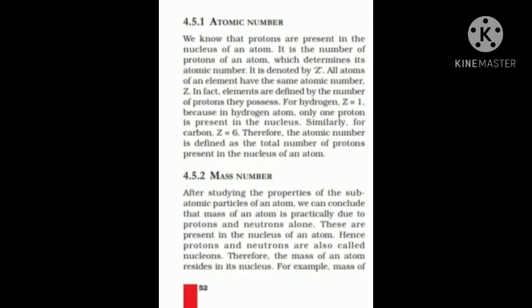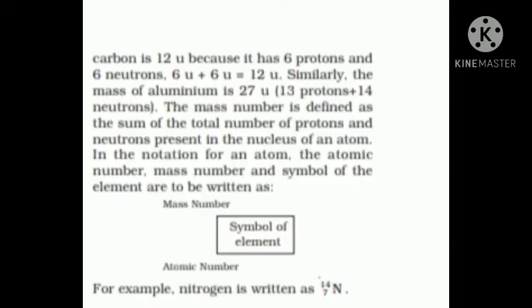For example, the mass of carbon is 12 U because it has 6 protons and 6 neutrons: 6 U plus 6 U is equal to 12 U. Similarly, the mass of aluminium is 27 U, 13 protons plus 14 neutrons. So, the mass number is defined as the sum of the total number of protons and neutrons present in the nucleus of an atom.